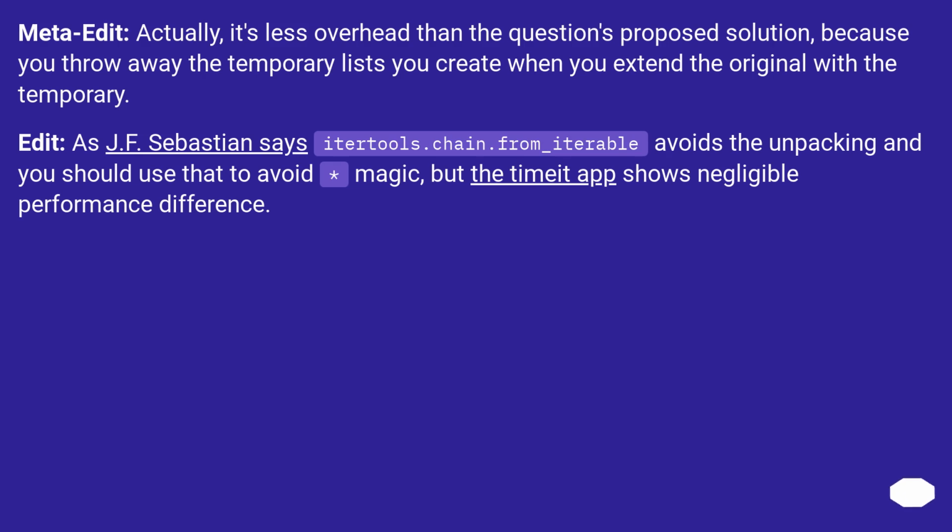Meta edit: actually, it's less overhead than the question's proposed solution, because you throw away the temporary list you create when you extend the original with the temporary. Edit: as J.F. Sebastian says, itertools.chain.from_iterable avoids the unpacking and you should use it to avoid magic, but the timeit app shows negligible performance difference.